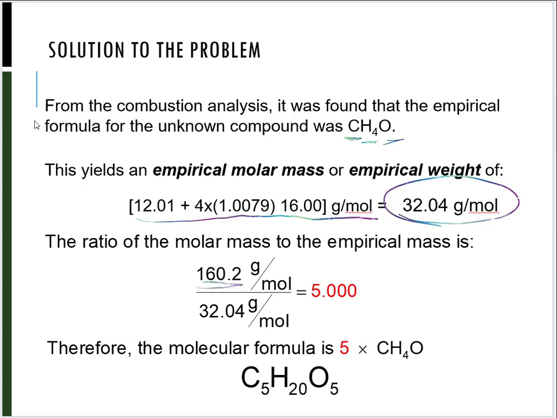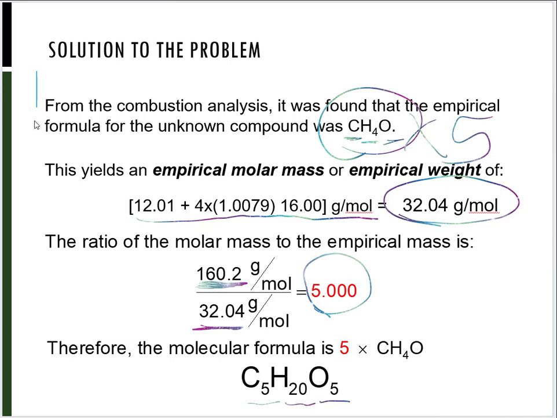So we're going to take that 160.2, the molecular formula mass, divided by the empirical formula mass, round it to the nearest whole number, and we get 5. Make sure and pause the video here so you can double check the math. That means that we're going to take that empirical formula and multiply everything by 5. So that would give us 5 carbons, 20 hydrogens, and 5 oxygens. So there is the molecular formula for that compound that we combusted.